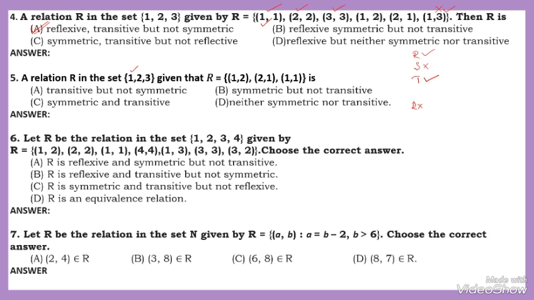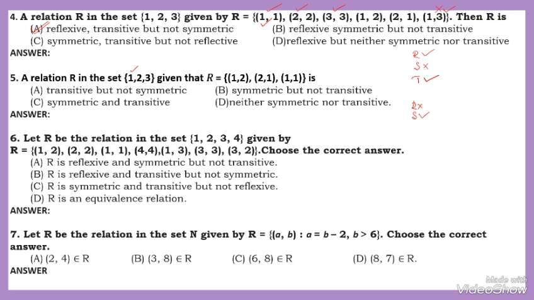Holds. Then here, (1,2) is there, and (2,1) is there. Okay, 1 is related to 2, and 2 is related to 1. Symmetric property holds. Again, for this one, transitivity.